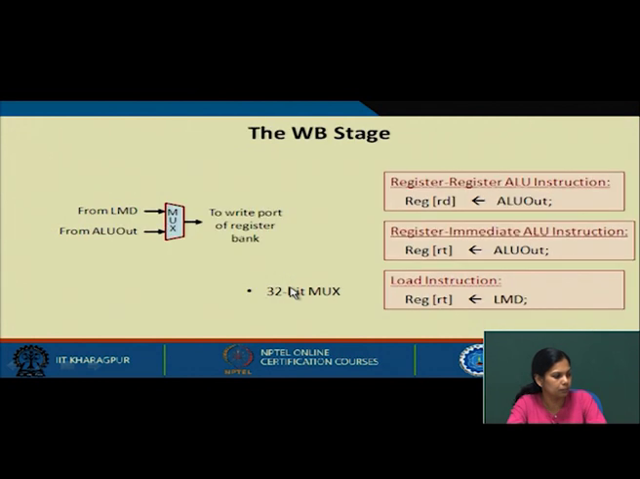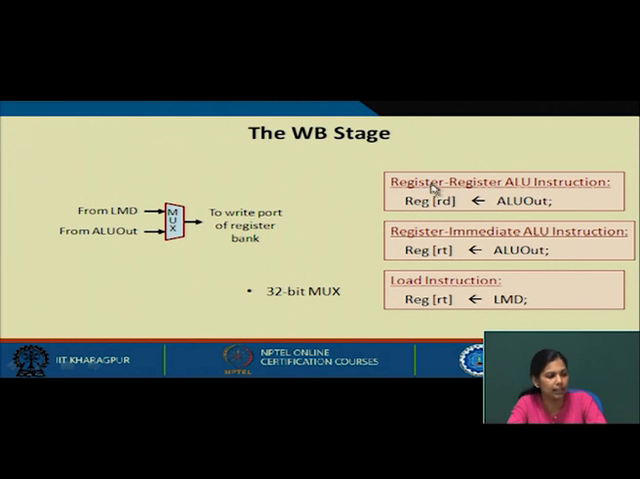Let us move on with the write back stage. In the write back stage, what happens? We write the value into the register. So finally, whatever value, either coming from the ALU output or coming from memory, should be written back into the destination register. In some cases RD is the destination register, and in some instructions RT is the destination register.